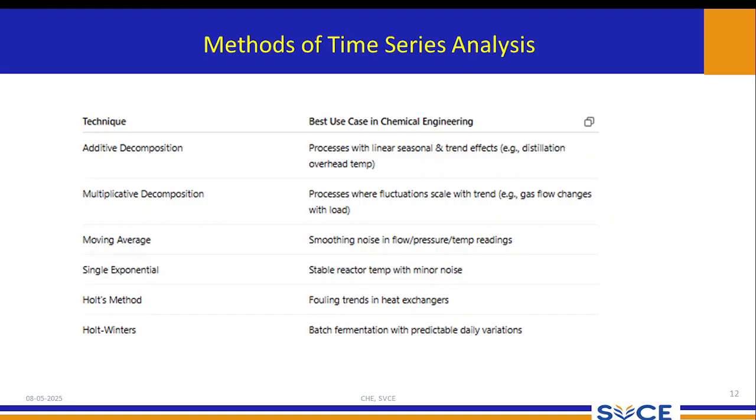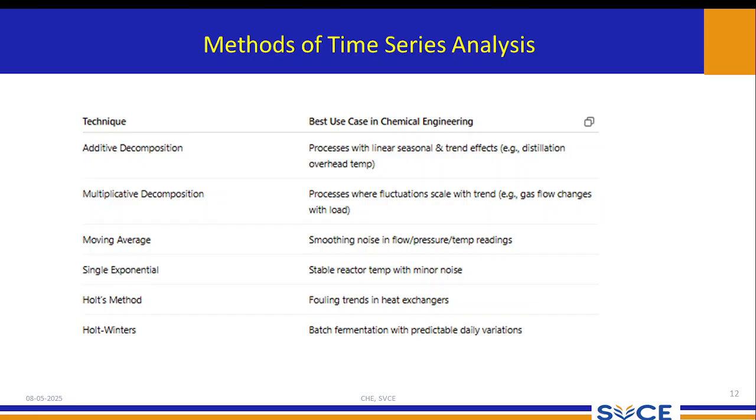Coming to the methods of time series analysis, there are two methods which we have broadly discussed: one is the decomposition method and another is the smoothing or averaging method. Under that you have moving average, single exponential smoothing, Holt's method, and the Holt-Winters method. All of these have examples from a chemical engineering perspective, as stated here. Coming to additive decomposition, it handles linear seasonal and trend effects, whereas in multiplicative decomposition the fluctuation scales with the trend. Example: glass flow changes with the load.